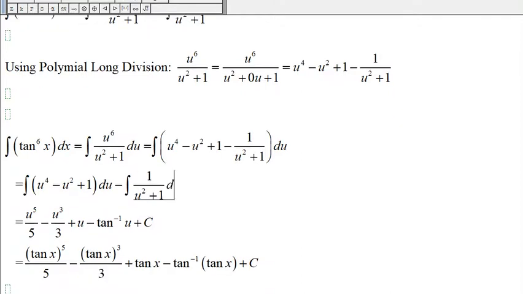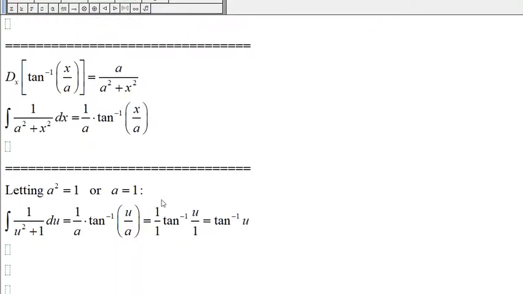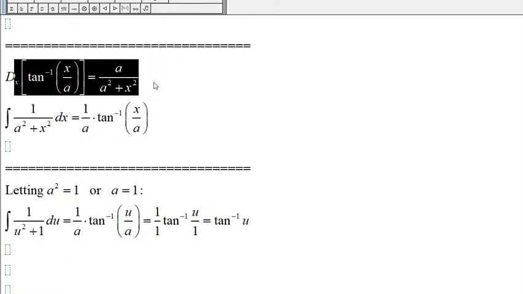This integral has the form of 1 over u squared plus a squared. And so we can use tangent inverse for this. Recall that the derivative of tangent inverse of x over a is a over a squared plus x squared. And so the antiderivative of 1 over a squared plus x squared will be 1 over a times tangent inverse of x over a.